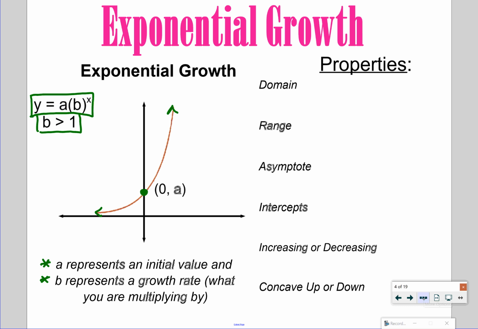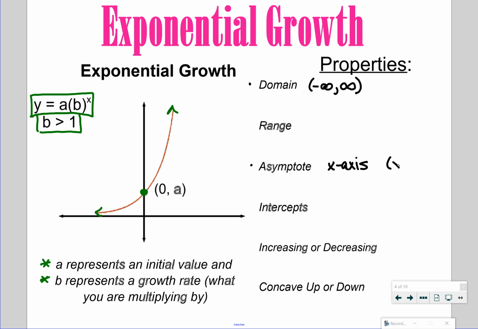Let's talk about the properties of this, starting with domain. Domain is all of our x values, or how far this graph goes from left to right. The domain of exponential growth functions is all real numbers. Negative infinity to positive infinity. It goes forever to the left and forever to the right. The next thing I'm going to talk about is an asymptote. An asymptote is a line that your graph gets close to, but it doesn't touch. And these exponential growth functions are going to have an asymptote on the x-axis.